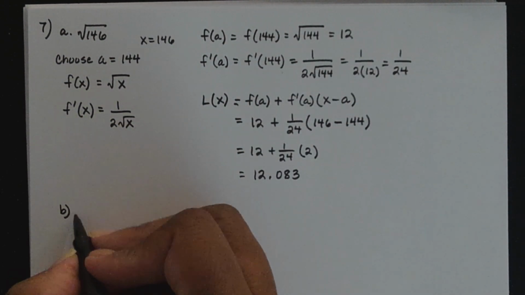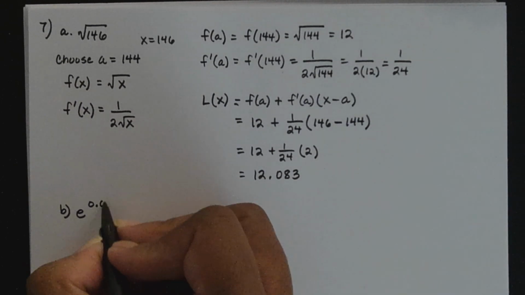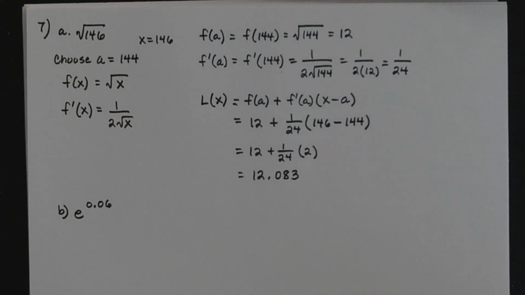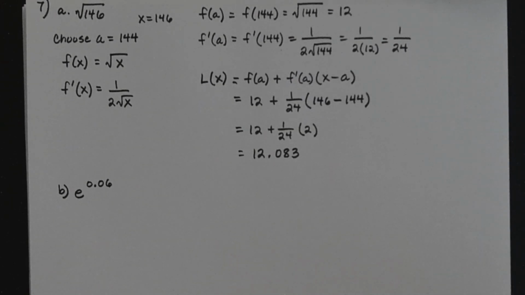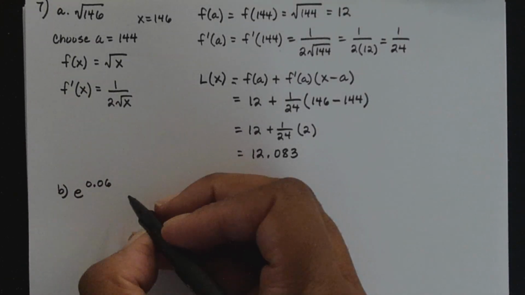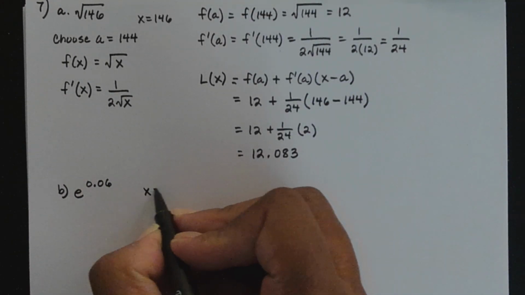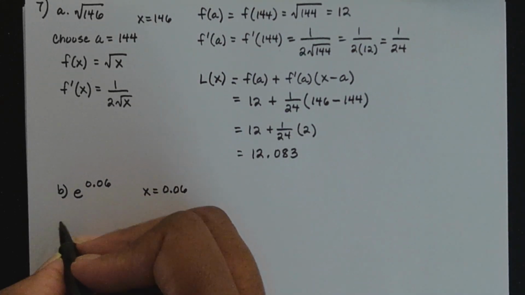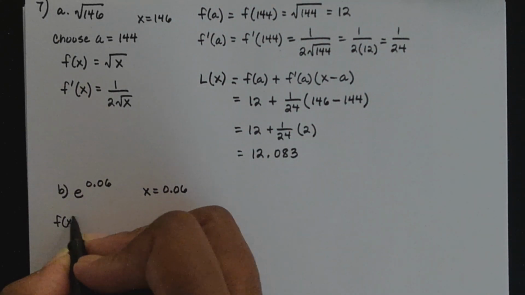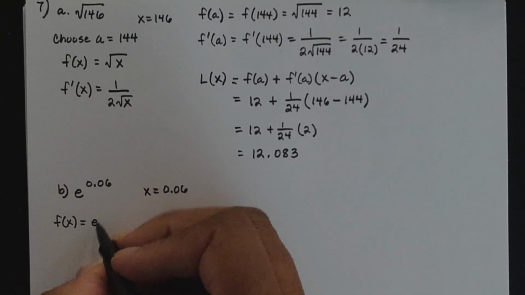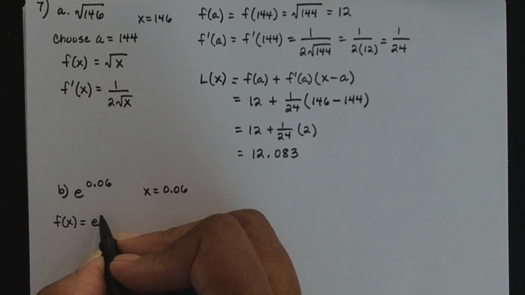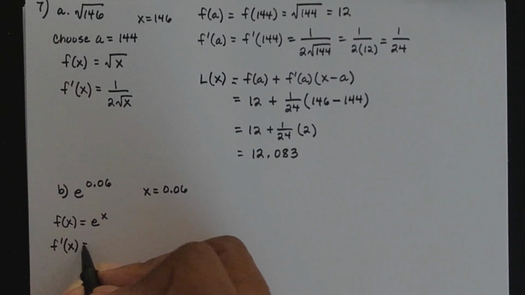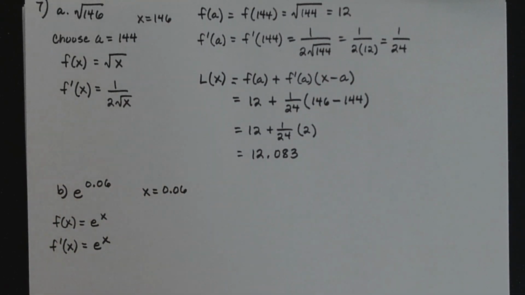Part B is, let's say we had e to the 0.06. Okay, so if I let x equal that exponent of 0.06, then that means my f of x will be e to the x. And what's f prime of x? E to the x.